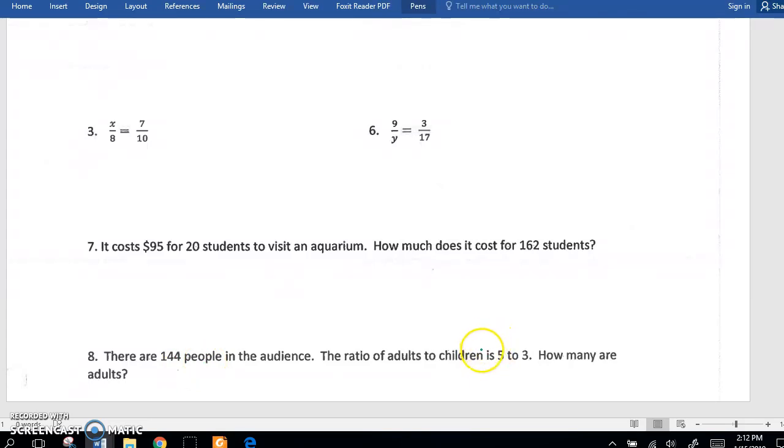So let's think about what the ratio of adults to total people would be. 5 adults to 5 plus 3, 8 people. So 5 to 8. So 5 adults, 8 people. And that should equal x number of adults over 144 people.